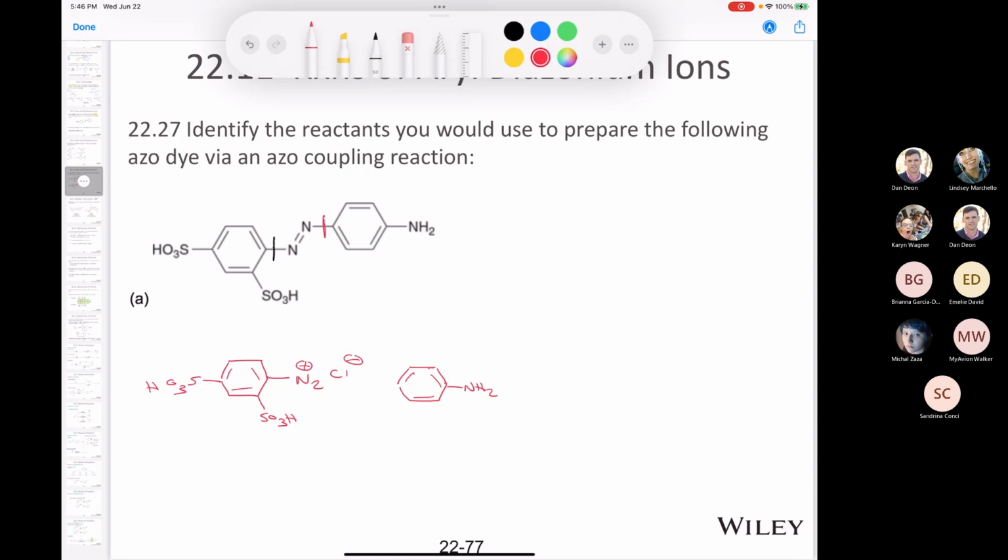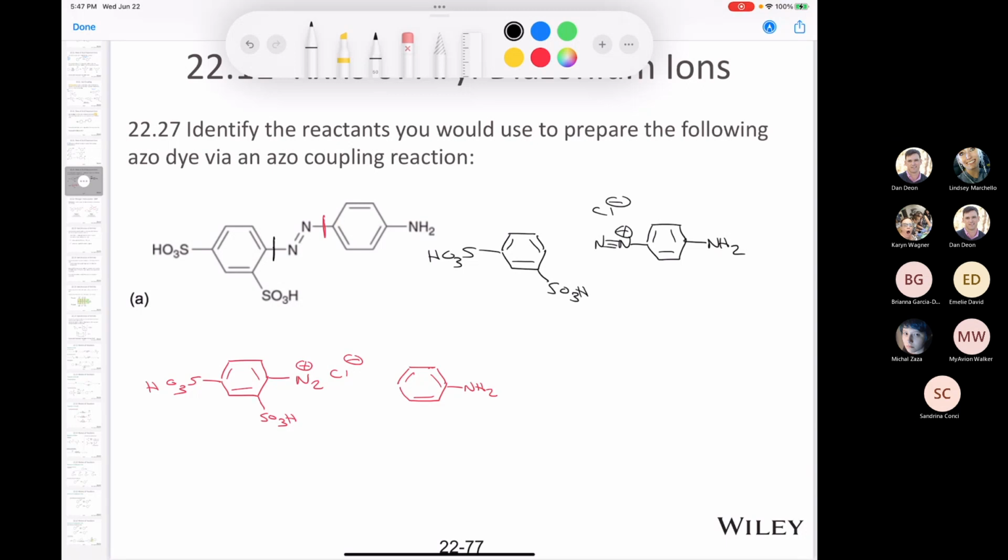So that would be one way, and the other way would be if you broke the black bond, then this would be your quote-unquote nucleophile. So you'd have a sulfonic acid and a sulfonic acid over here. And then you'd have this as your electrophile. So you'd have your diazonium ion over here. That doesn't look very good. Let's just write it like this. There we go. All right, so which scenario is best?